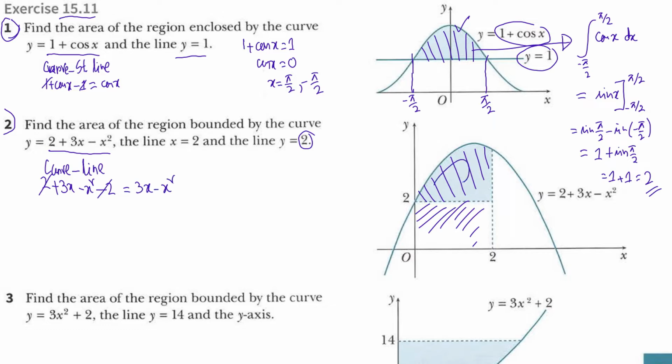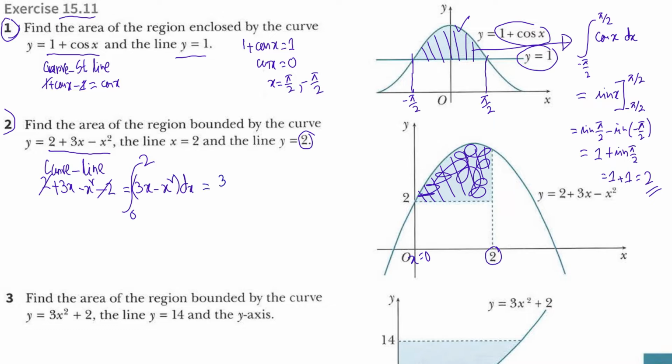So this area we can easily find out if we already have two values of x. One is x equals 0, and another value is x equals 2. So if we integrate this from 0 to 2, then definitely we would get this shaded area of this curve equation. So let us integrate and put our limit. This is the equation 3x minus x squared.